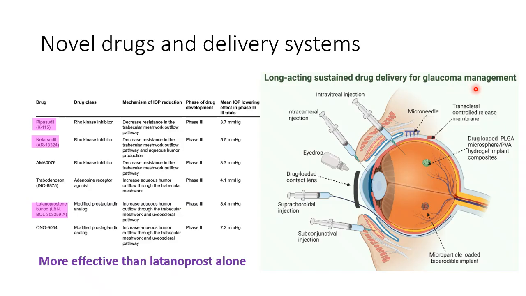Long-acting sustained delivery for glaucoma management is still being studied in trials. So this is what we are using, drops. But more recently, some depot preparations are available. These preparations can be given in the form of an injection: a subconjunctival injection, a suprachoroidal injection, intracameral, intravitreal, a microneedle, transscleral controlled release, drug-loaded microspheres which are given intravitreally, and microparticle-loaded bioerodible implants.